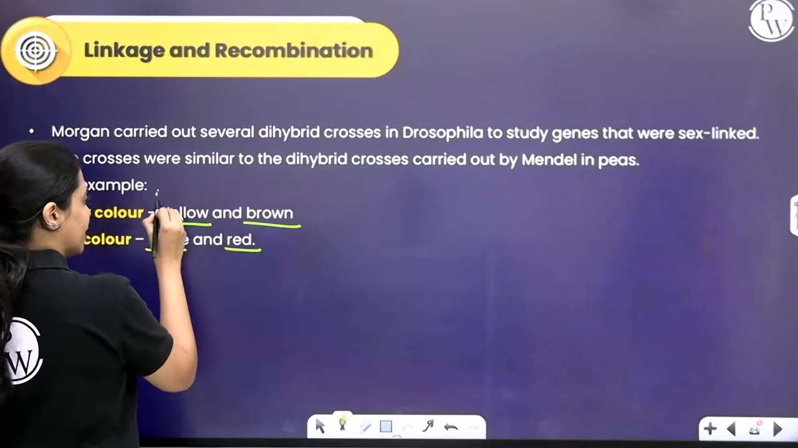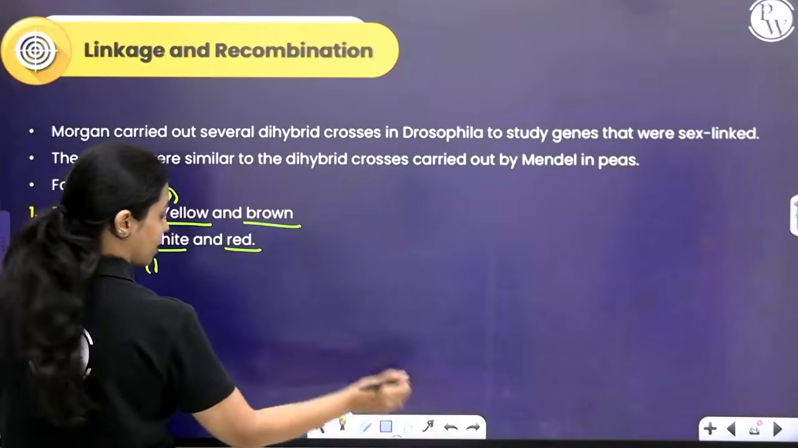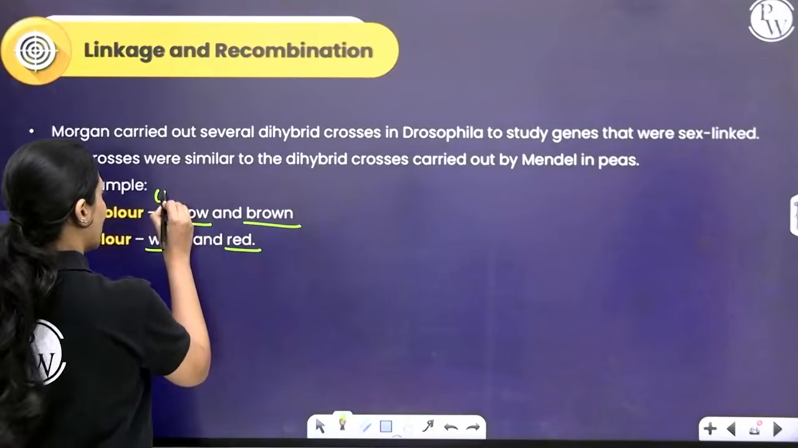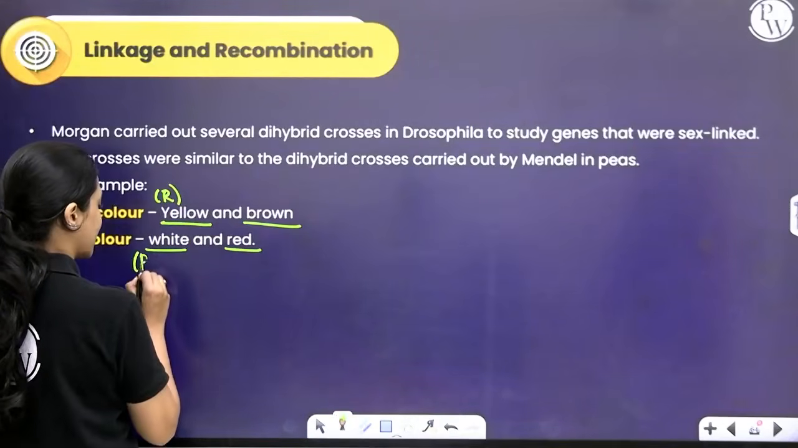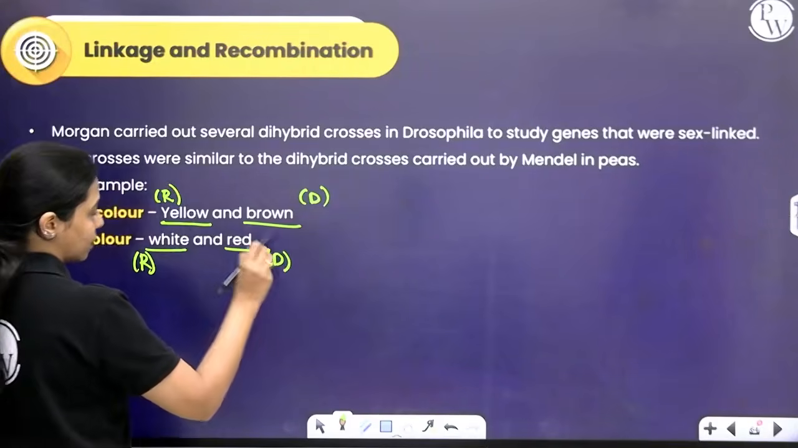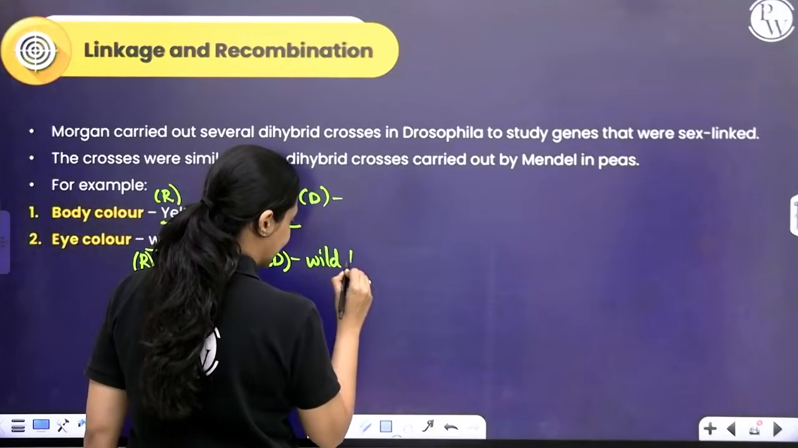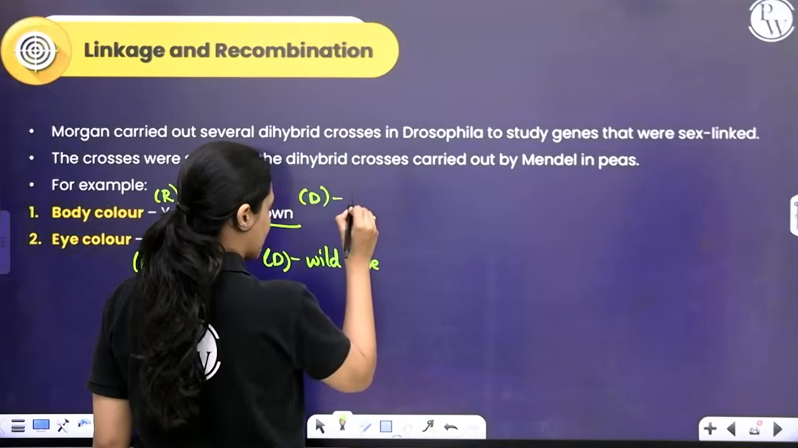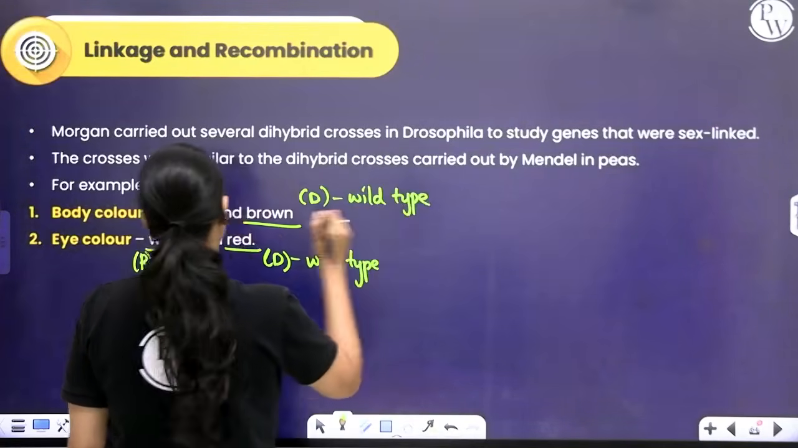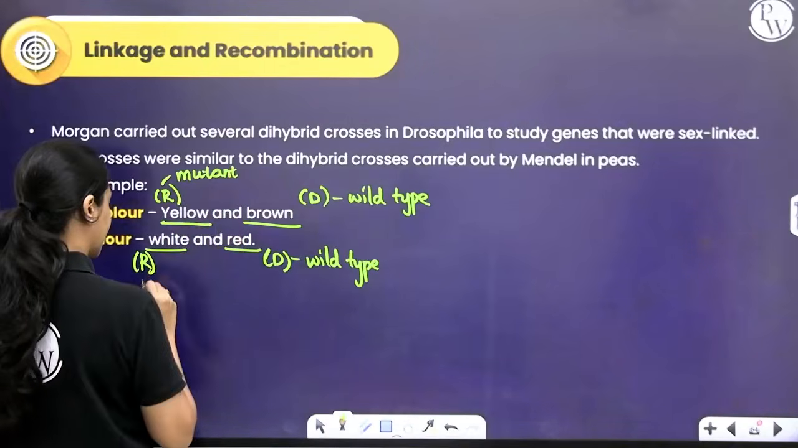Over here, brown is dominant, yellow is recessive, white is recessive, red is dominant. He calls the dominant varieties the wild type and the recessive varieties he calls mutants.